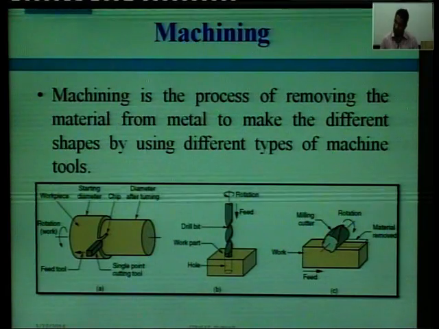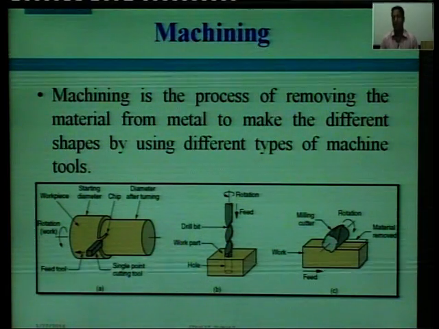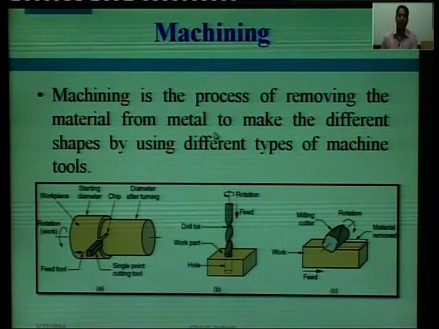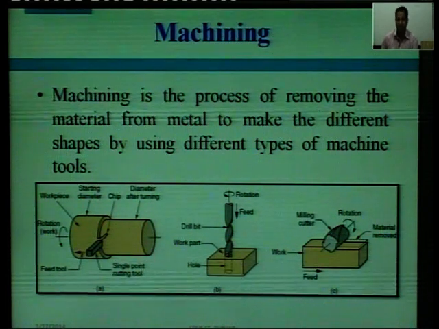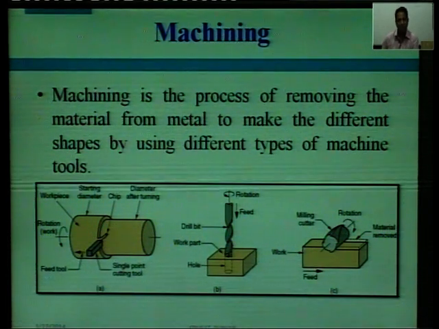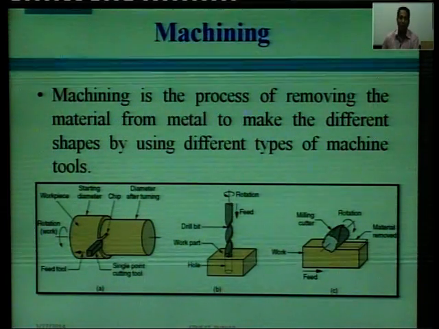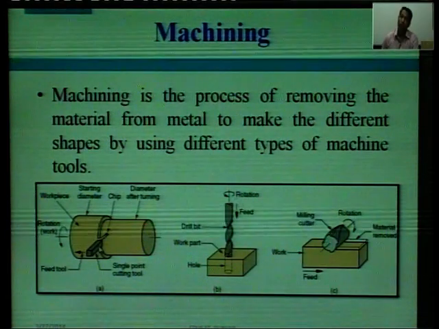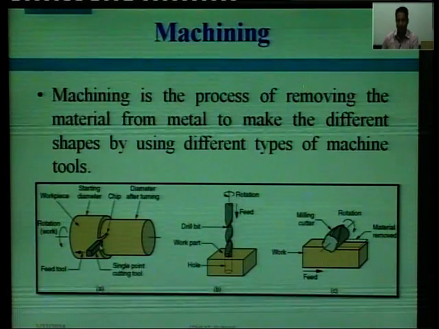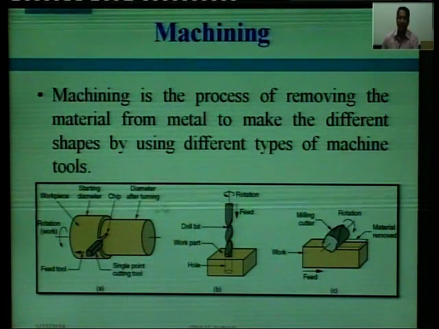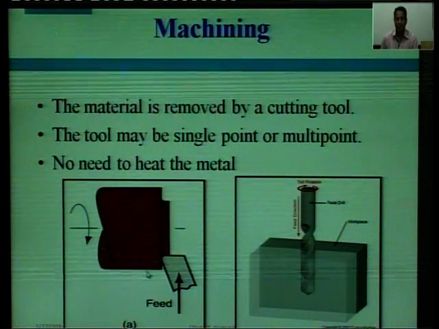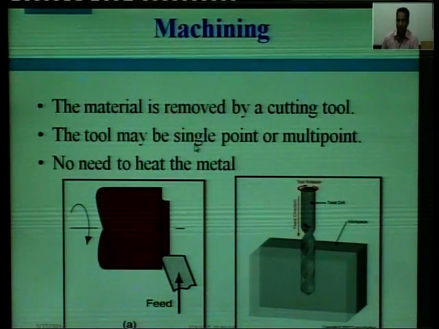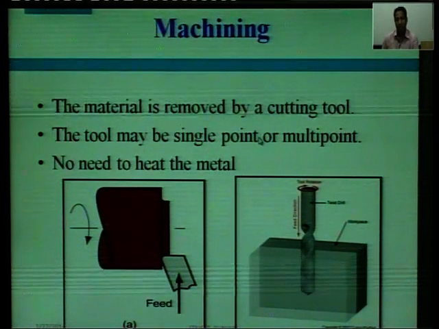Machining is done on a machine. Due to this reason it is called machining. On a machine we remove the material from the surface of the workpiece with the help of a tool, and that tool may be a single point cutting tool or a multi point cutting tool. Now you see, this is an example of the lathe machine. Here we remove the material from the surface of the workpiece with the help of a single point cutting tool. So this is another machining process. So the material is removed by the cutting tool in the machining process. Tool may be single point, as I have told you earlier, or multi point.